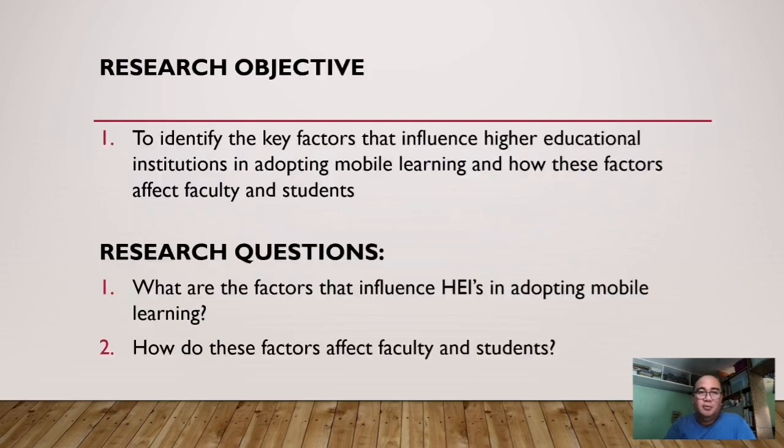Example of a research objective: say, you want to identify the key factors that influence higher educational institutions in adopting mobile learning and how these factors affect faculty and students. If you notice, out of your research objective, you could actually formulate your research question. Taking the given research objective, we can formulate here two questions. Number one, what are the factors that influence HEIs in adopting mobile learning, and how do these factors affect faculty and students? So we can actually derive your research questions from the research objective.